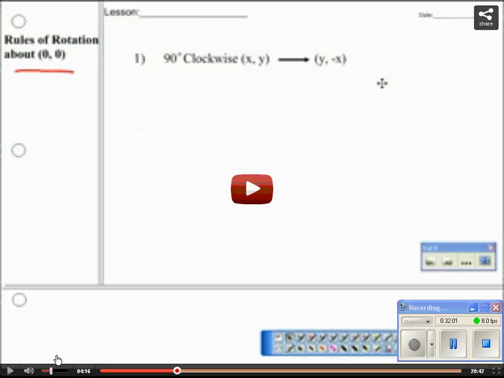90 degrees clockwise, and for each one, I'm just going to write a little two-step thing up here at the bottom to help you remember what to do. You're going to flip the two numbers, and the second number is the opposite. So you flip the two numbers, and the second one becomes the opposite.